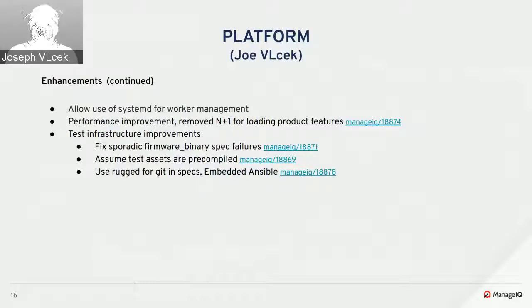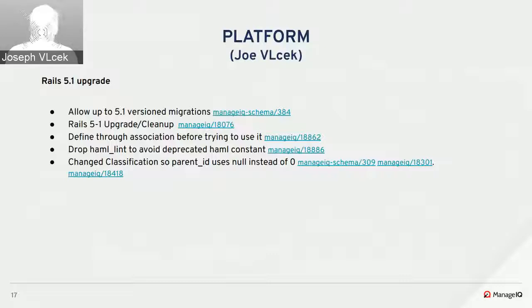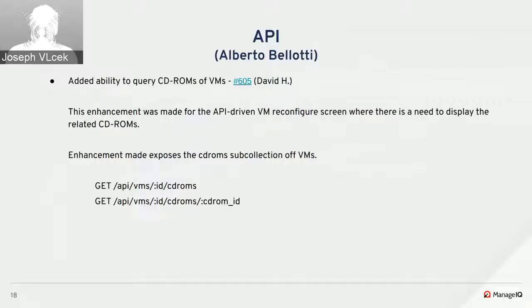So for other enhancements, Adam actually made a contribution in the last sprint, but we didn't catch it until this one. Thanks for pointing that out, Adam. It allows systemd to be used to manage workers. It's pretty cool. Keenan made an enhancement to speed up loading of the product features cache. Keenan, Johar, and Nikal also contributed to the ongoing improvement of our test infrastructure. Next slide, please. And lastly, Johar continued the Rails version upgrade with Keenan also pitching in on this effort. That's it for me. I'll hand it over to Alberto.